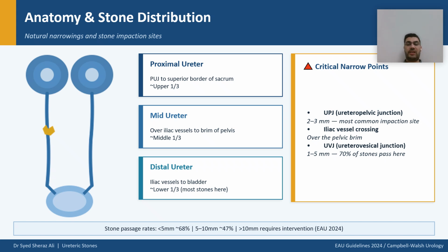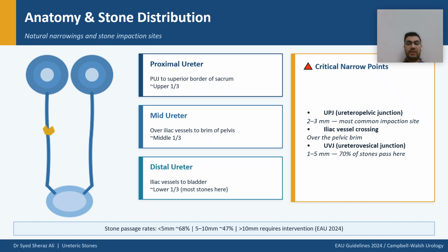The second is at the level of the iliac vessel crossing, where the ureter passes over the pelvic brim. And the third and the most clinically significant is the VUJ, where the ureter enters the bladder. Interestingly, approximately 70% of stones that spontaneously pass do so at this location.